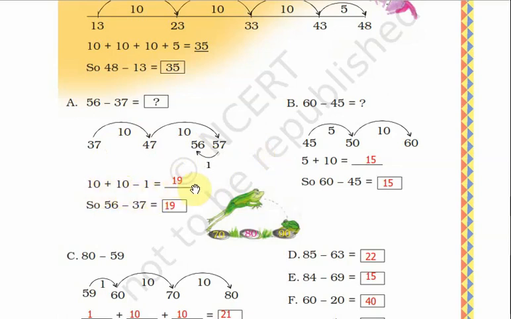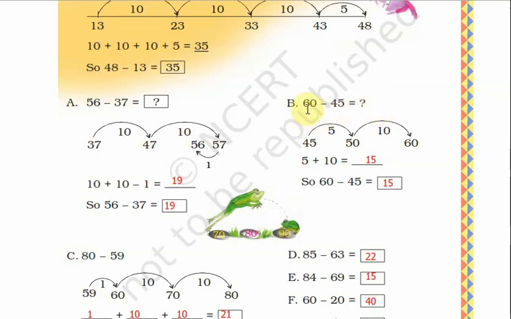How much is 10 plus 10 minus 1? You will get the answer 19. 10 plus 10 is 20. 20 minus 1 is 19. Otherwise, 56 minus 37 is equal to 19. Now the next question is 60 minus 45.